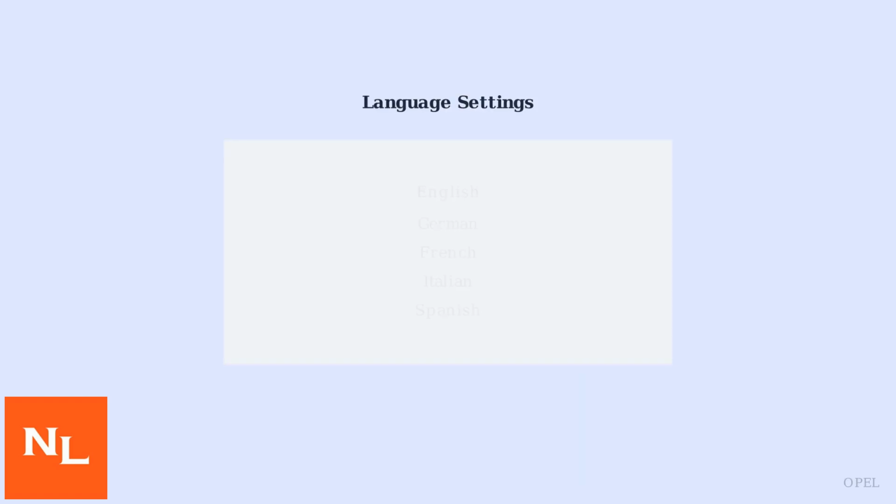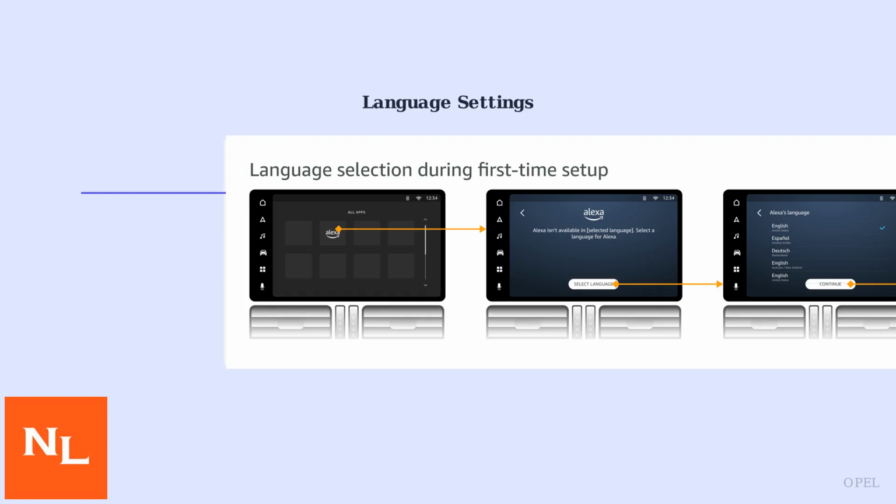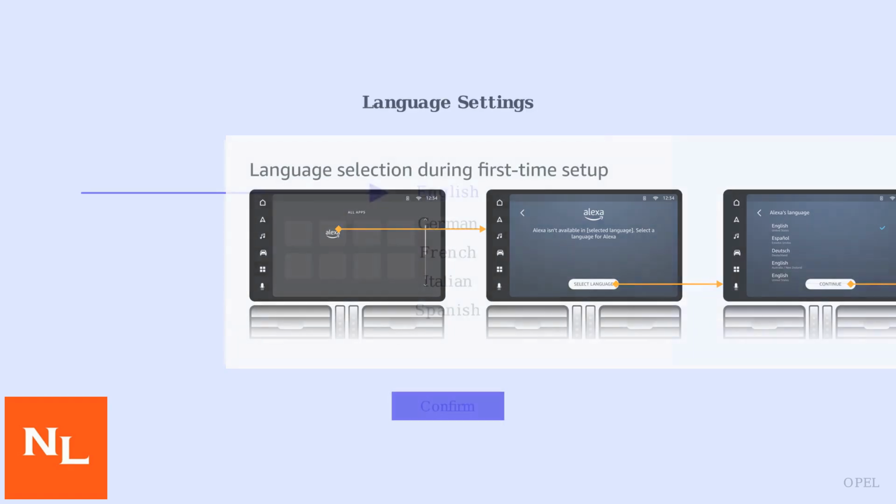Once you've found the language, select your desired language from the list. Available options typically include English, German, French, Italian, and Spanish, among others. UK spec models often default to English. Use the controls to navigate and highlight your choice. Confirm your selection and exit the menu to save the changes.